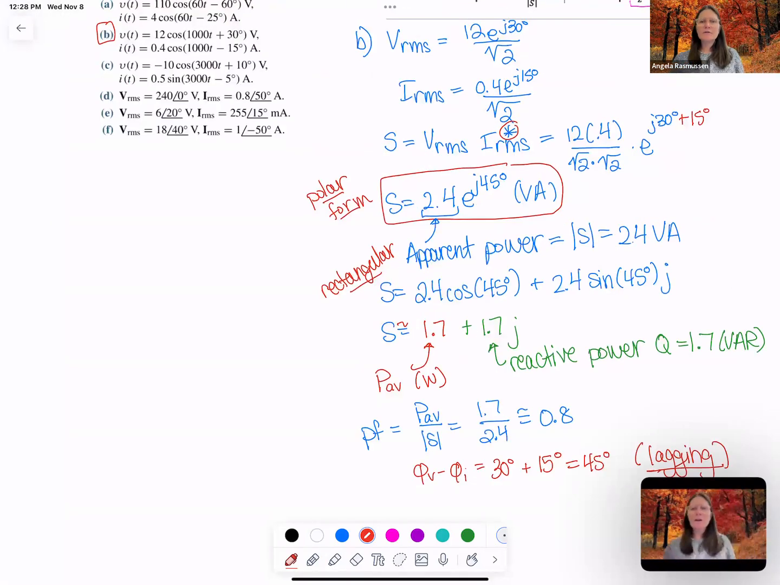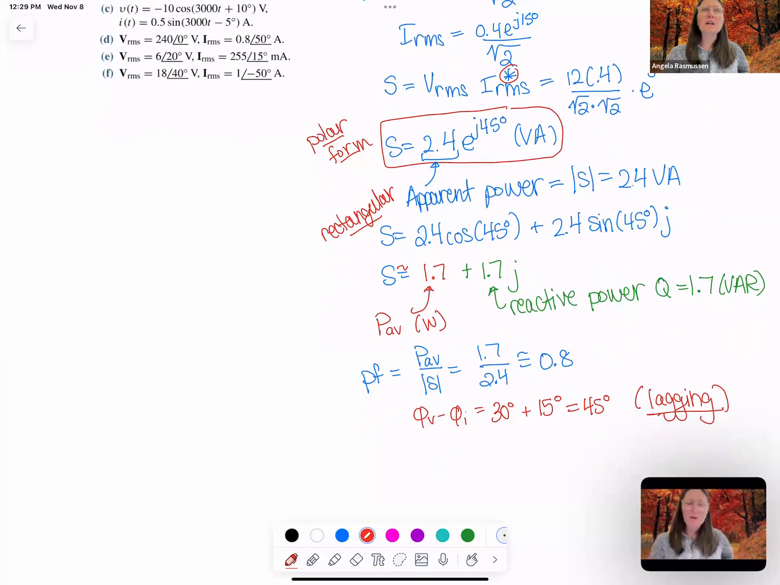All right, so here are the answers. Do check that you were able to get the same answers. To start, you want to write VRMS and IRMS in phasor form because you're given them in cosine form. Then you take VRMS times the complex conjugate of IRMS. The complex conjugate means you change J to minus J, so minus 15 degrees changes to plus 15 degrees. So your polar form for the complex power is 2.4 e^(j45°), in volt-amperes. The apparent power is the magnitude of that, so 2.4, again in volt-amperes.